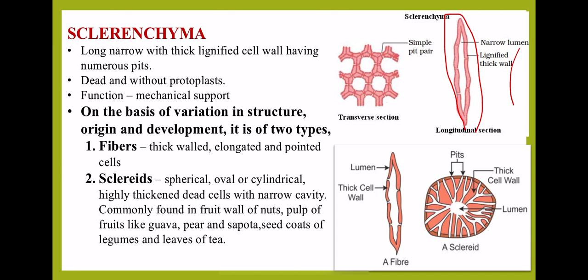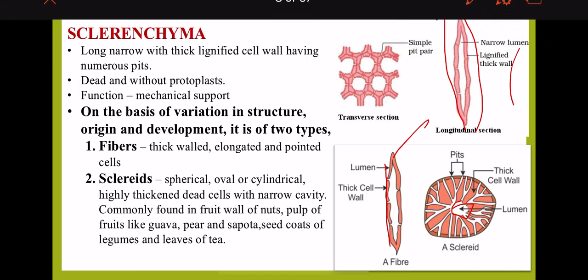It functions as mechanical support. On the basis of variation in structure, origin and development, it is of two types: fibres and sclereids. Fibres are thick walled, elongated and pointed cells. Sclereids are spherical, oval or cylindrical, highly thickened dead cells with a narrow cavity, commonly found in fruit walls of nuts, pulp of fruits like guava, pear, sapota, seed coats of legumes and leaves of tea.